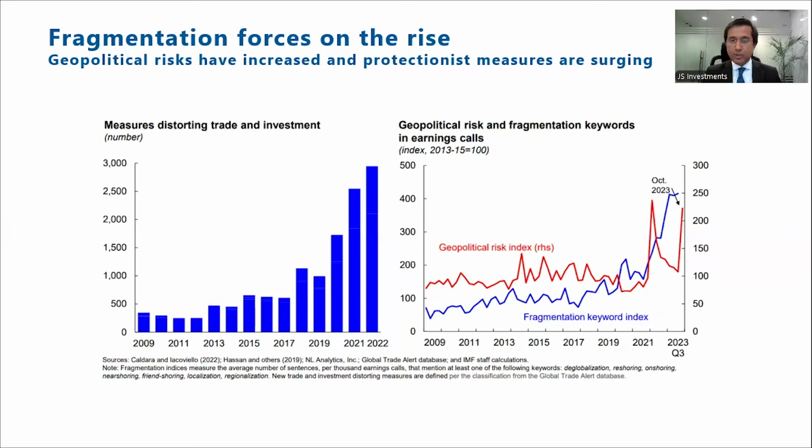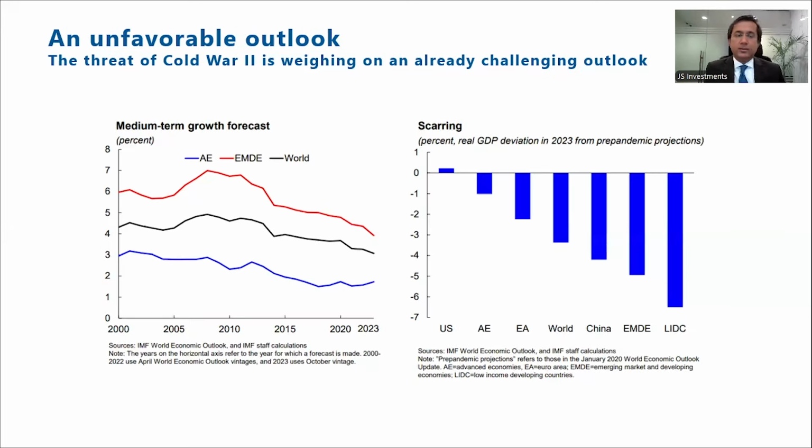On the right-hand side, this graph tells you that multinational firms, in their earnings calls or earnings reports, are increasingly discussing issues such as reshoring, nearshoring, friendshoring or deglobalization, which simply means that companies are not getting too comfortable working offshore and they're reconsidering and thinking about coming back to their native countries and establishing business there.